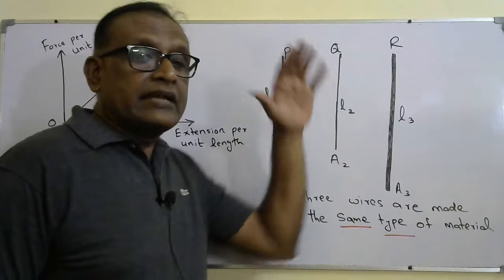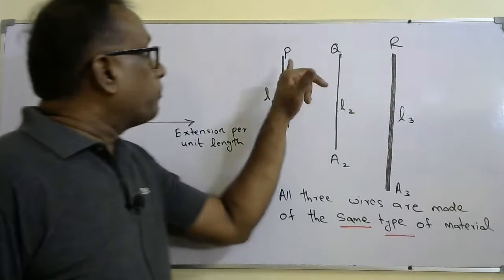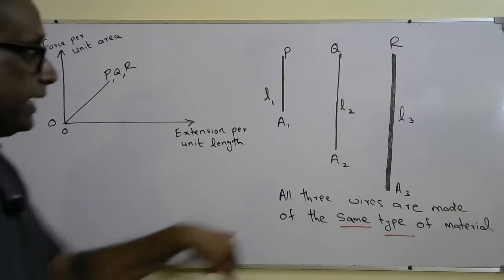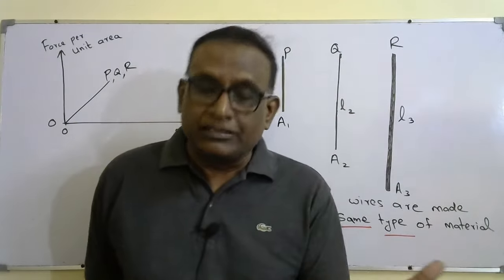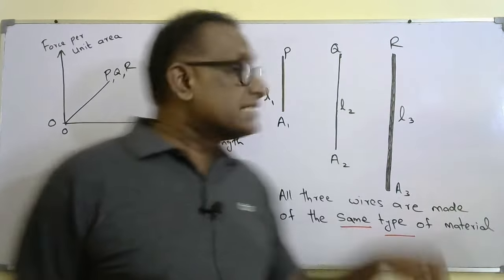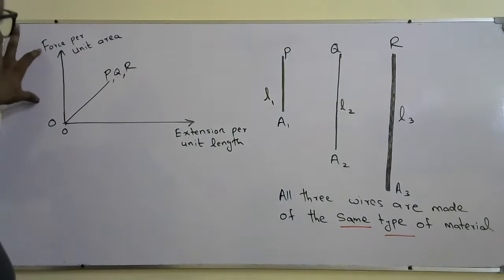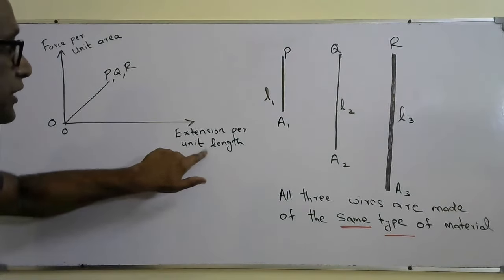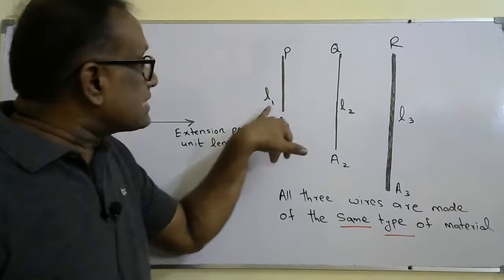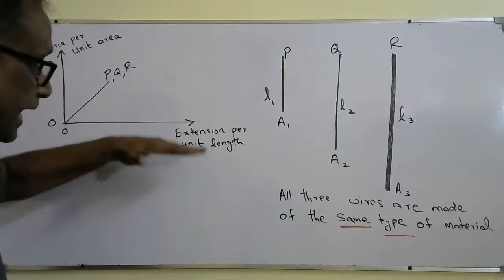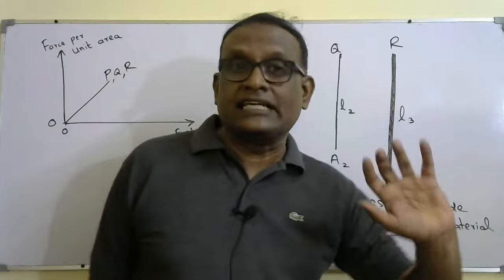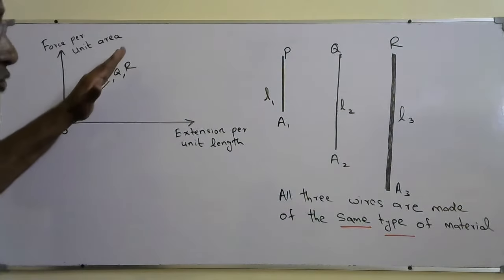Now do the experiment, apply different forces and measure the extension. Then plot a graph for P such that on the y-axis is force per unit area. That means you apply a force each time, for example 10 newton, 20 newton, 30 newton, and each force divided by its area of cross section A1 should be on the y-axis. The x-axis is extension per unit length. Each time you apply a different force, you get an extension. Divide each extension by its natural length L1, and take that as the x-axis. And plot a graph, you will get a straight line through the origin.